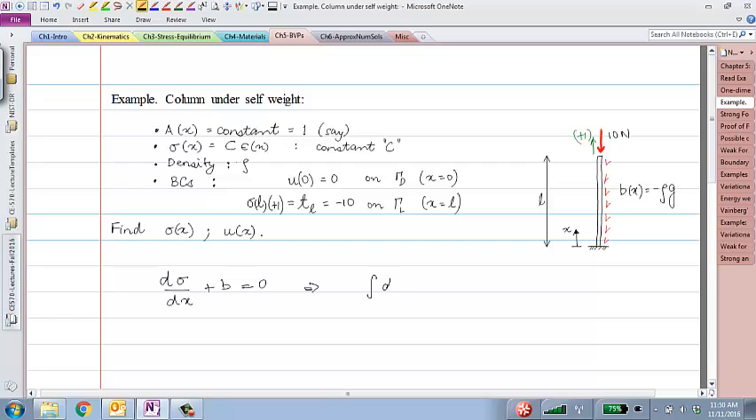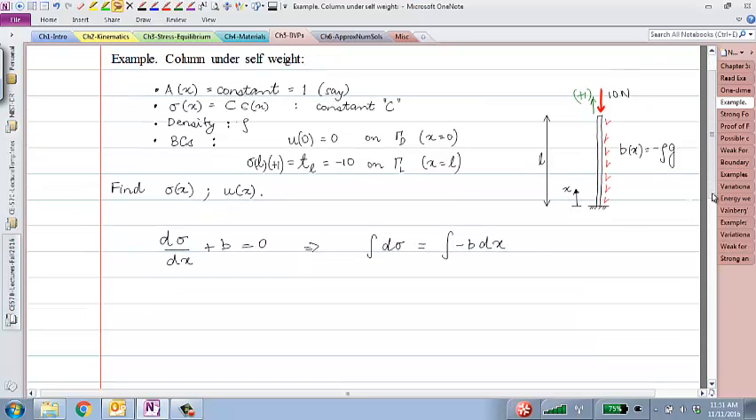I have integral d sigma is equal to integral of minus b dx. Right? So I'll just integrate this ODE. Integral, and since I'm writing it in an indefinite integral form, I'll also have to have a constant of integration.